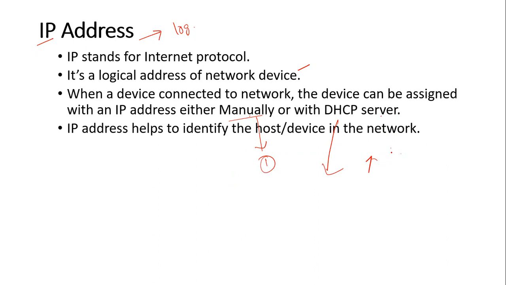The process is called the DORA process: discover, offer, request, and acknowledgement. These are the four steps in which the DHCP server and the network device communicate with each other, and the DHCP server offers an IP address to the network device. IP addresses help to identify the host or device available in the network, because we are assigning an address to it. By using this address we can find which network device it is.